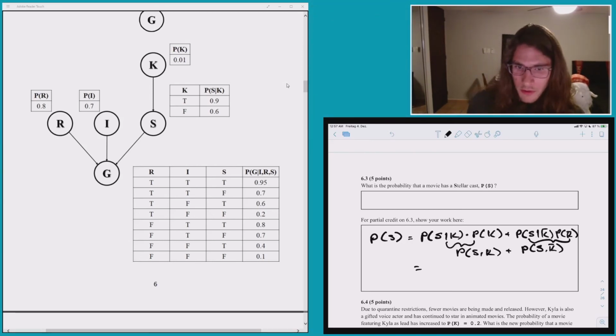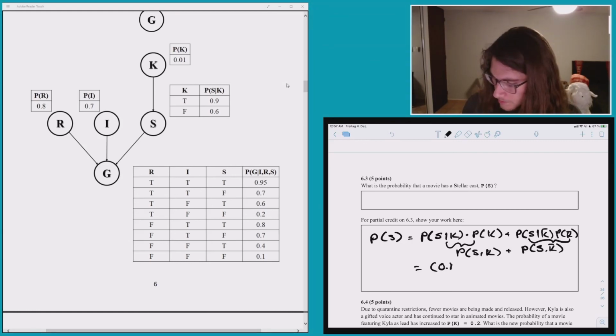Okay, so now I just plug in numbers. The S given K is on the probability table, 0.9. Then what is this? Oh, 0.01.